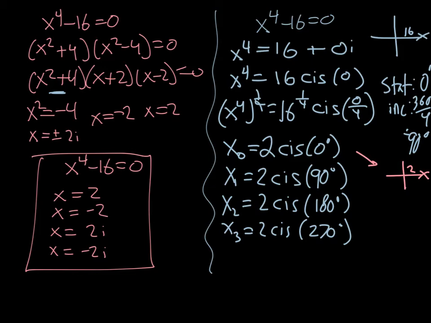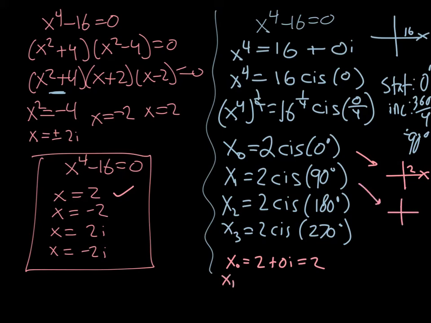I can just convert this, just looking at the picture, into a plus bi, because I know a would be 2, and my b is 0. So I'm going to rewrite x0 as 2 plus 0i, which is just 2. So I got one of my answers from the left. Now let's do x1.